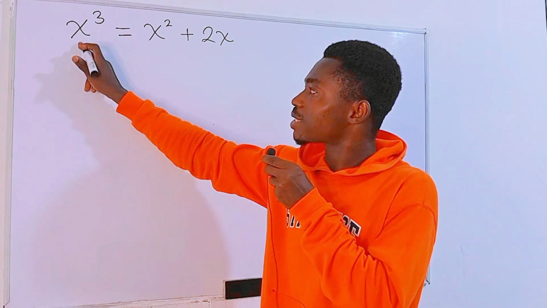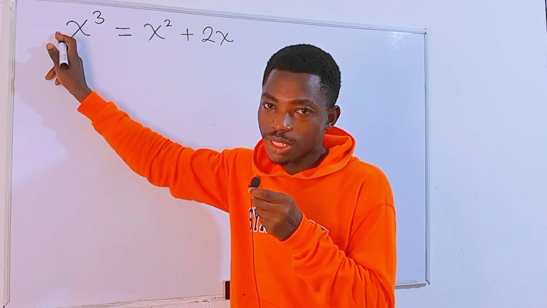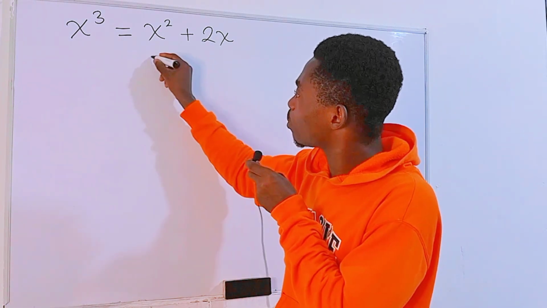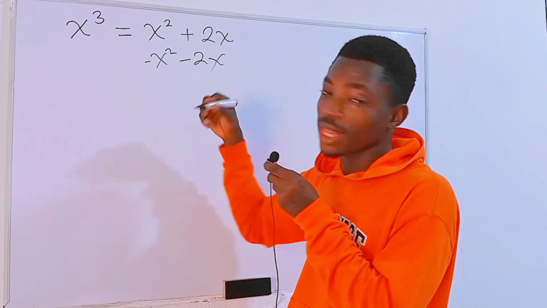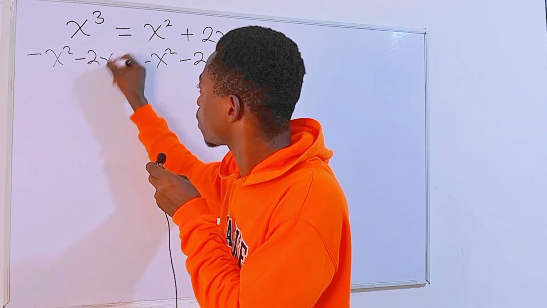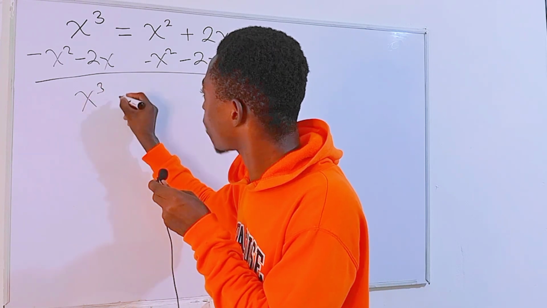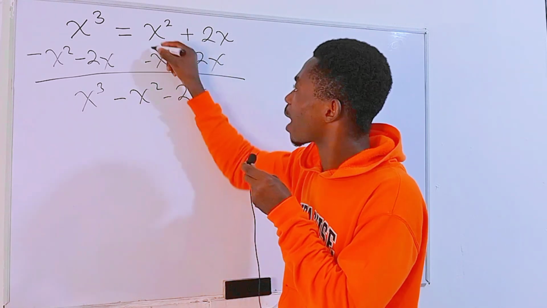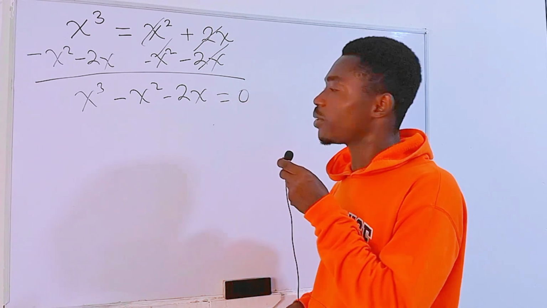First of all, let's maintain this x to the third power right here, simply because we just want the leading coefficient to be positive so that we can easily deal with it. And to do that, we have to minus x squared and minus 2x right here, and then do the exact same thing on the left. So that on the left, we will be left with x to the third power minus x squared minus 2x. Then on the right hand side, this and this will go, this and this will also go, and we'll be left with 0.